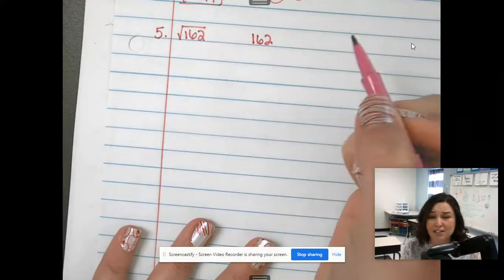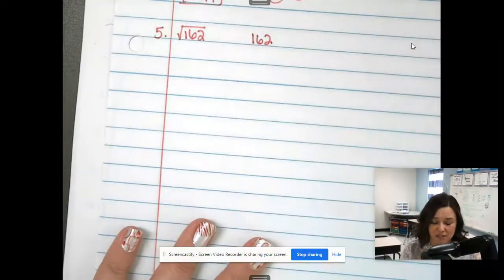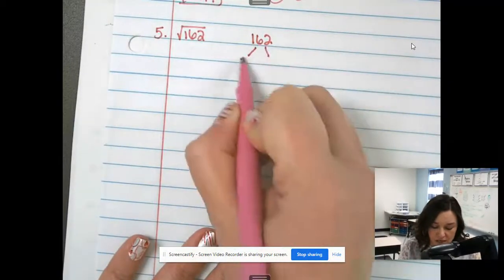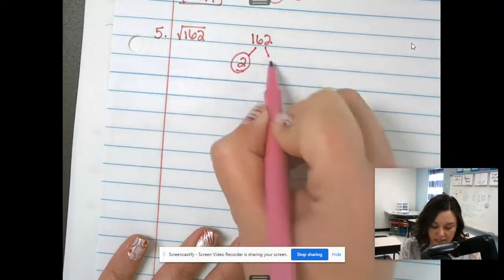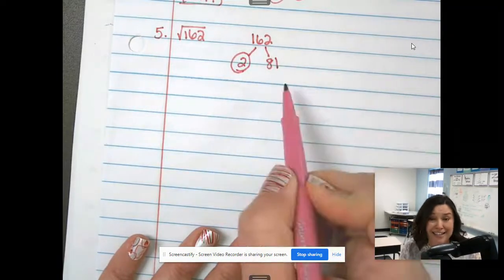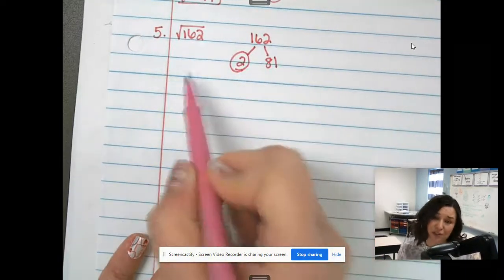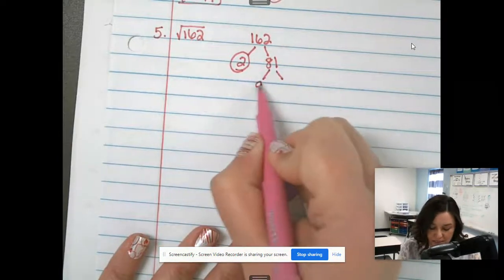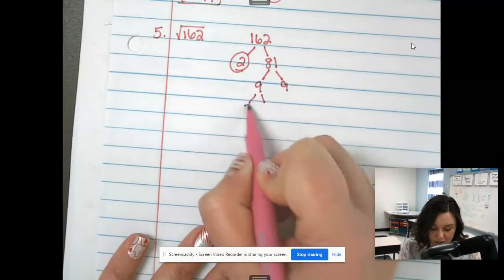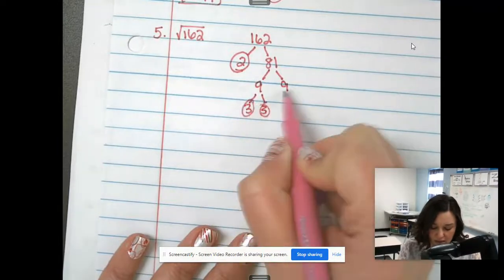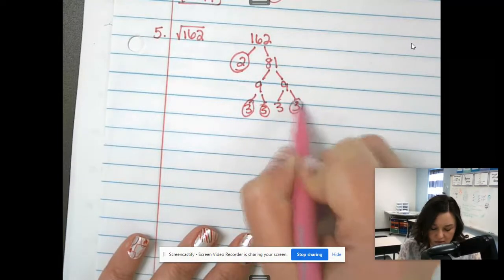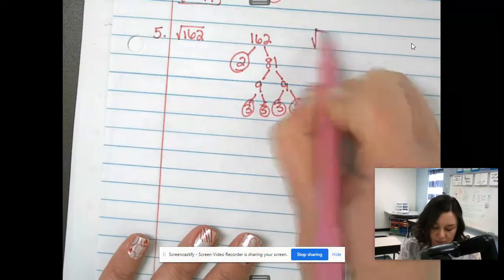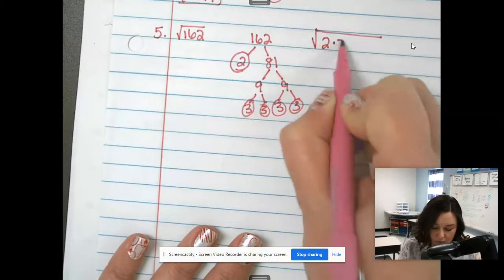Well, I don't know a lot of things that go into 162, but it's even, so I know 2 will go into it. So I start with 2, and that is 81. Hey, I can see right there, 81 is a perfect square. So if you were doing the other method, you can already know that there. But 81 is 9 times 9. 9 is 3 times 3. So when I write these from least to greatest, there's 1 2, and 4 3s.